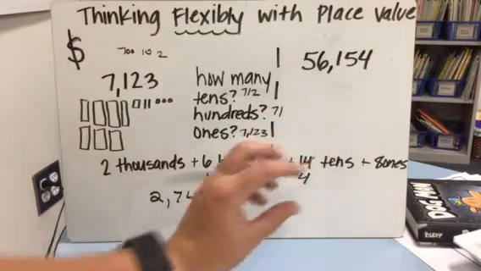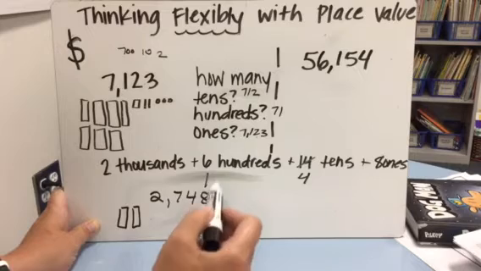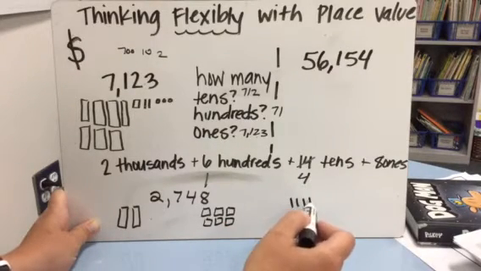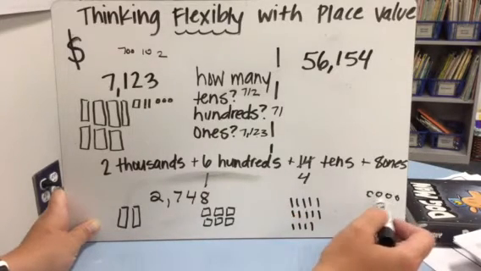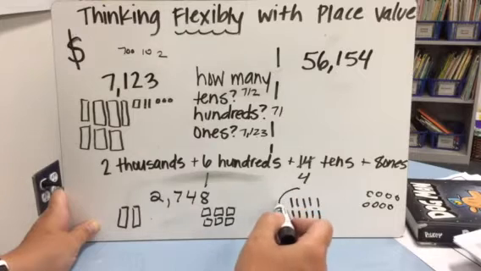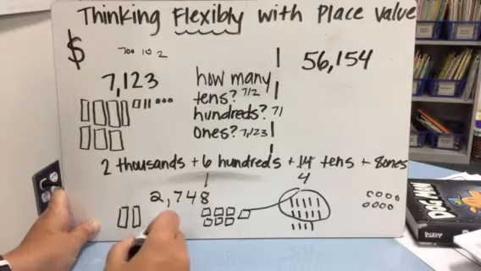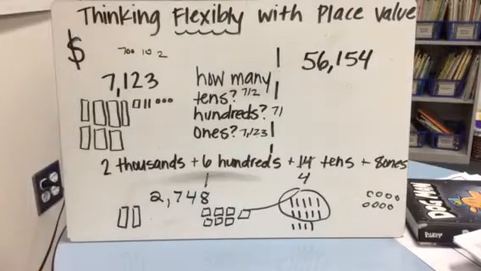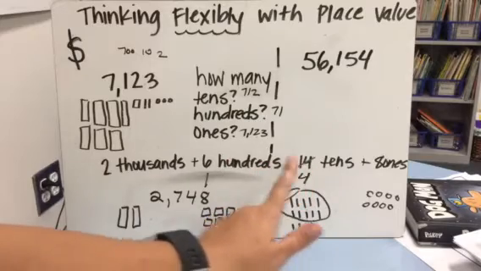Now, if seeing that isn't quite where you're at yet, you could do this. You could say I have 2 thousands, and then originally I had the 600s, and then I had the 14 tens, and then the 8 ones. Now I'm seeing, oh, there it is. This can get regrouped there. Now I see the 2,748. So here I was able to see that I could flexibly move these tens back and forth.